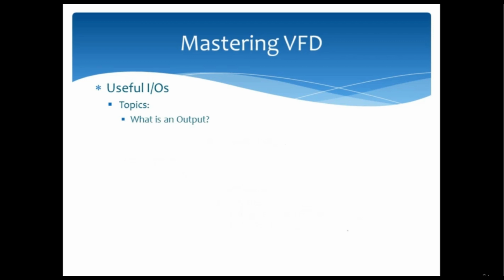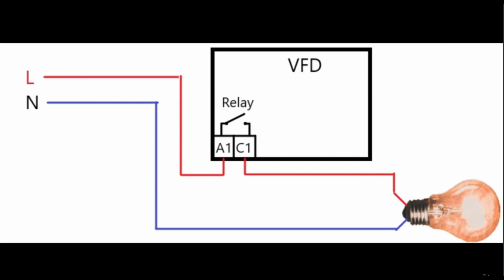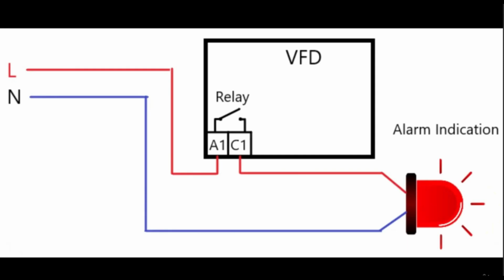So what is an output? Output is used to give feedback or drive something. For example, if the motor is running, I need an output indication like light indication, which will show the status. Or if there is a trip, I need an alarm indication which can let the operator know that there is some problem with the VFD and he is required to reset.